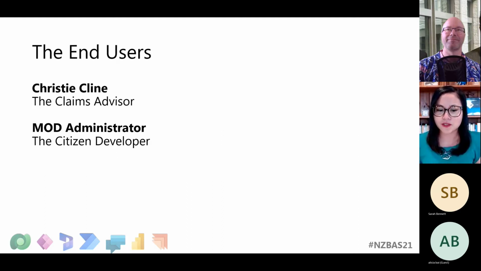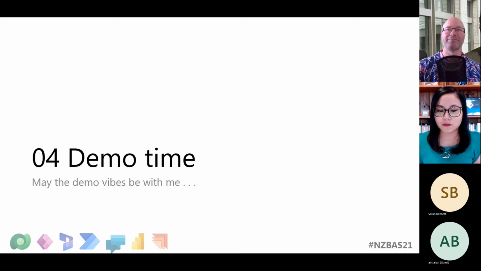In terms of the end users, we've got a couple here today. We've got Christy, who is the claims advisor. She's the one who needs to review the claim once it has been submitted. And then we've got a citizen developer, so that's going to be me. I'll show you how you could use AI Builder, the form processing model, to create that model, and then how you can utilize it in Power Automate to do the automation.